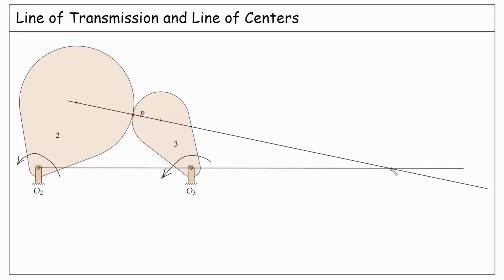The intersection of the line of transmission and the line of centers, if we call it point Q, is an important point and has some properties. In the upcoming lectures, we will see how we can use this intersection point to relate the angular velocities of the driver link and the follower link. This helps to estimate how the angular velocity is transmitted between two links.